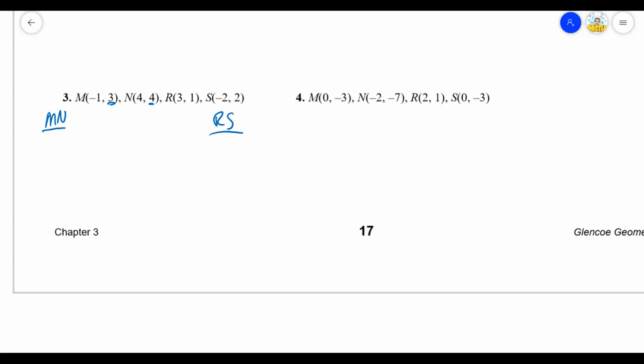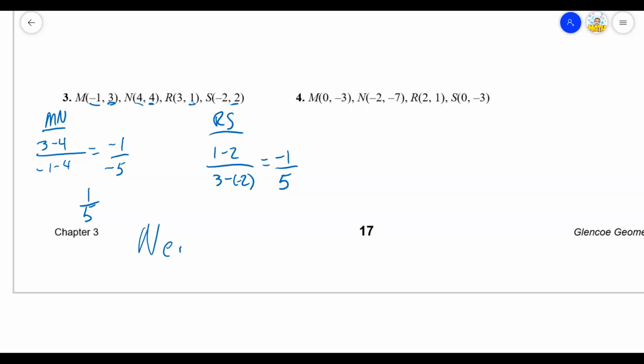MN, we have 3 minus 4 in the top. In the denominator, negative 1 minus 4. So this would be negative 1 over negative 5, which is 1/5. RS, 1 minus 2 in the numerator, over 3 minus negative 2. So this is negative 1 over 5. So not quite. They're opposites of each other, 1/5 and negative 1/5, but they are neither. They're not parallel, because one is a positive slope, one's a negative slope, but they're also not perpendicular.